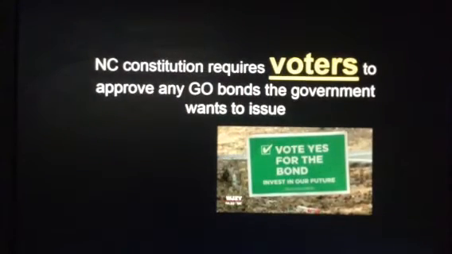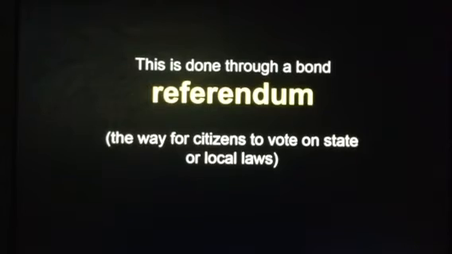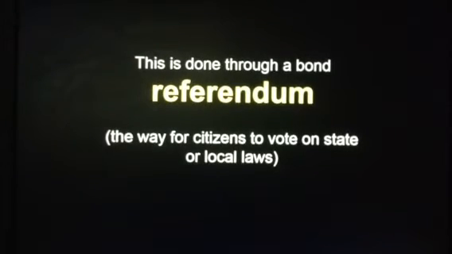The idea behind the GO bond is that the issuer is the municipality. It has a percentage rate that is paid back to the bond holder, has a maturity date on it, an interest payment date, and it's a way that local governments can finance big projects. And again, the North Carolina Constitution requires voters to approve any general obligation bond. This is done through referendum. It's a way for citizens to vote on state or local laws.